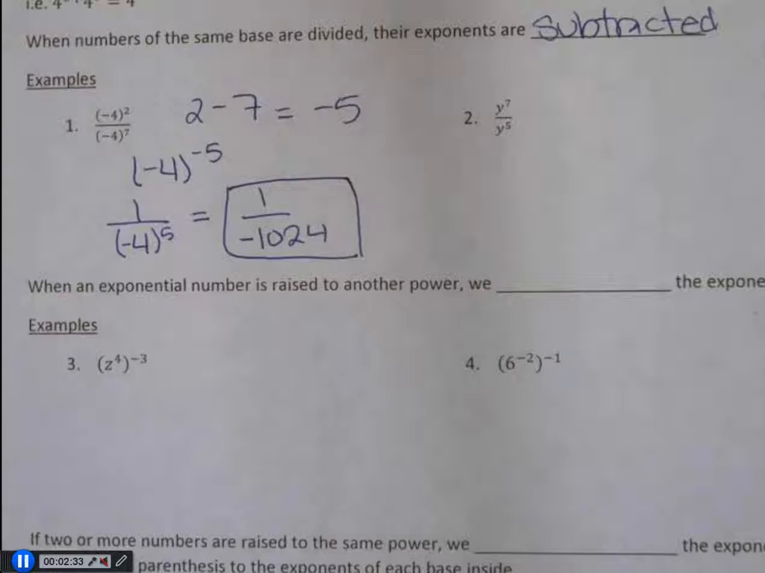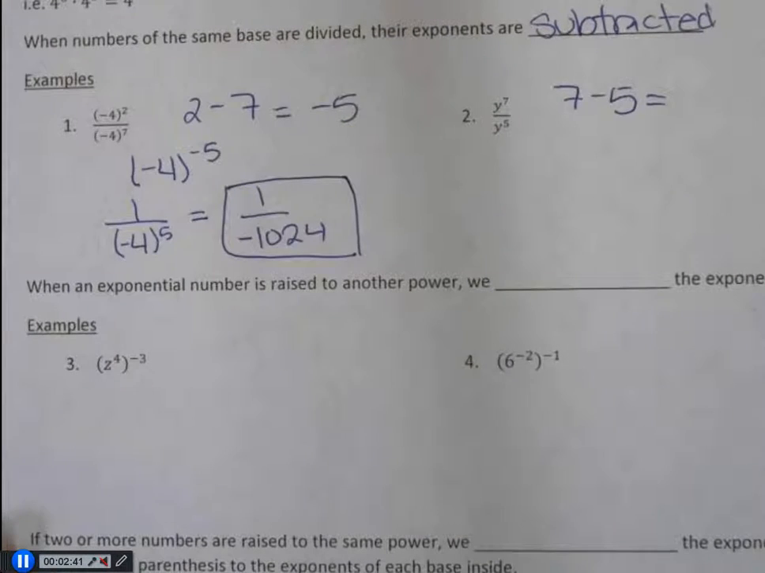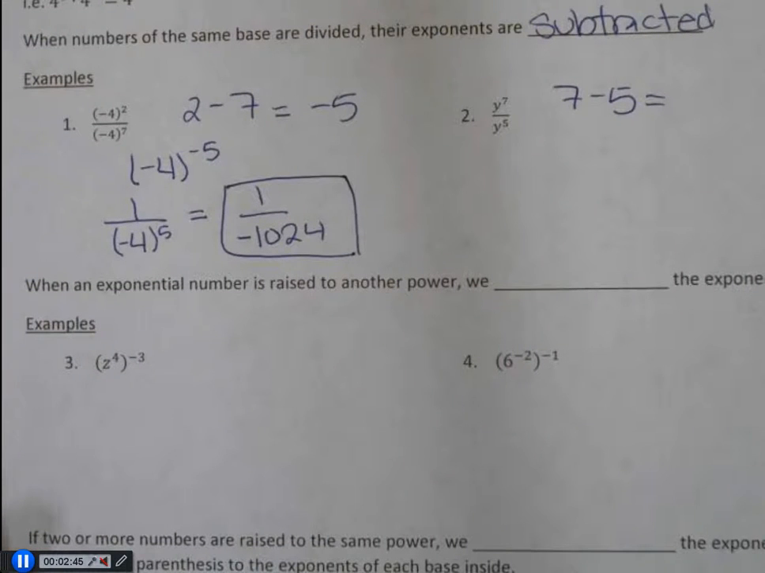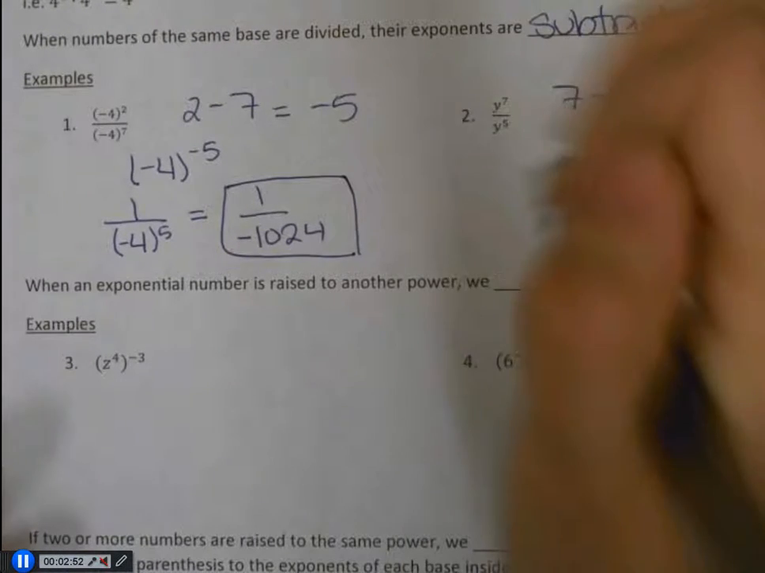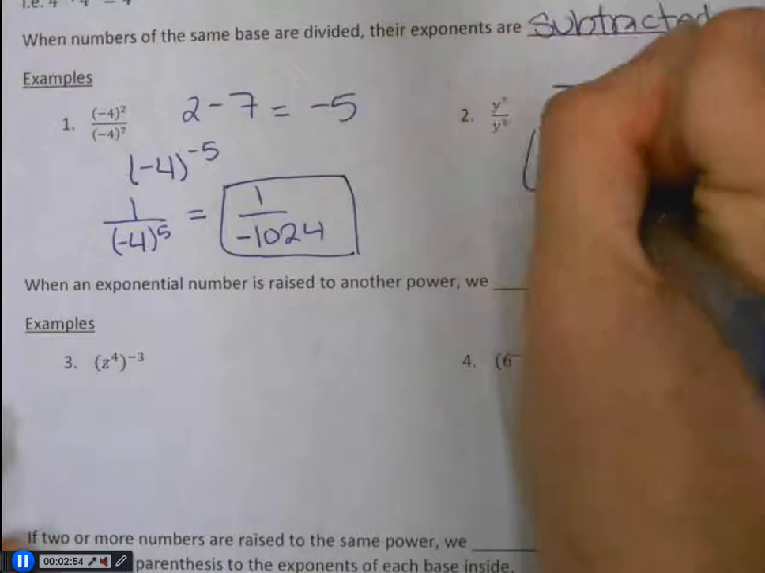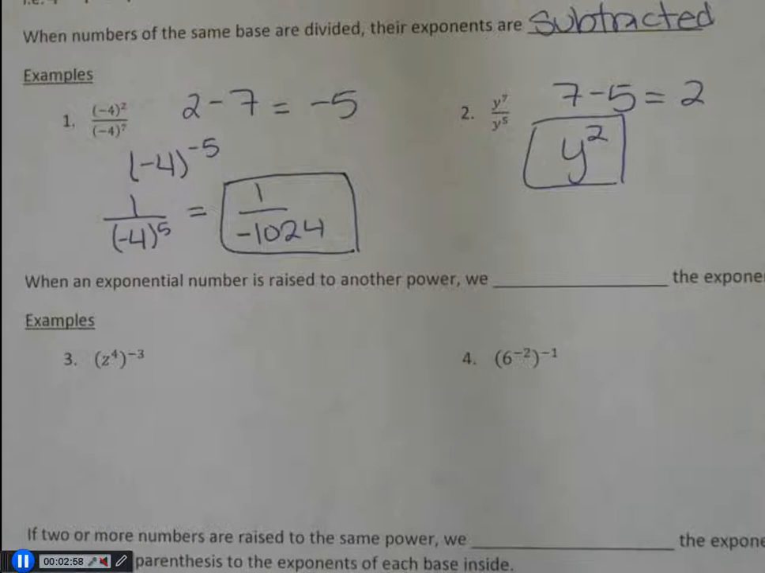And then the negative could be on top. It doesn't matter if it's on top or bottom. Number 2, I'm going to do 7 minus 5, which is 7 minus 5. I'm just looking like nobody's saying it. I know you guys know this one. Okay, so then it becomes y squared. And then since it's a positive exponent, I don't need to do anything with it. Okay, so questions on dividing exponents.